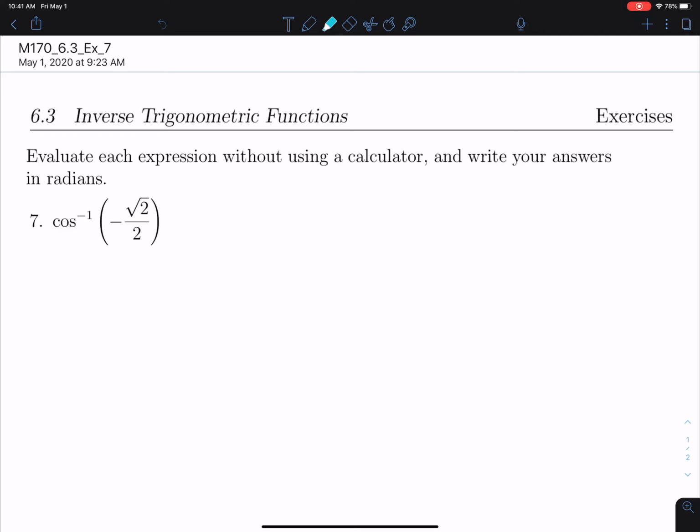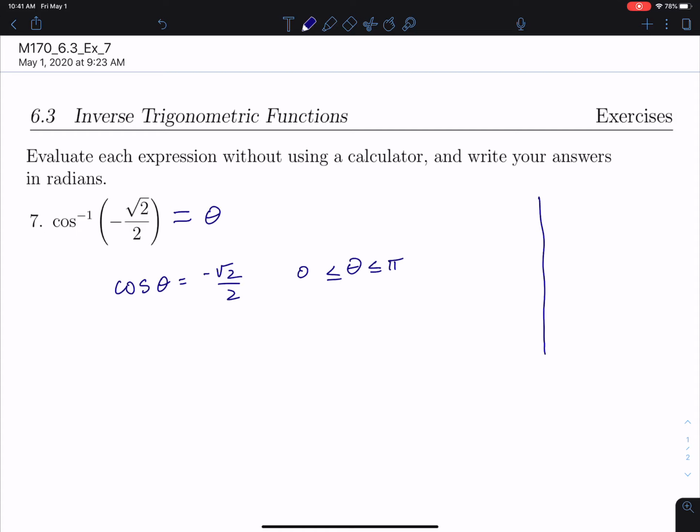All right, so here we're going to find cosine inverse of negative rad 2 over 2. I'm going to call this theta and say that this is the same thing as cosine theta equals negative rad 2 over 2, but theta is restricted between 0 and pi.